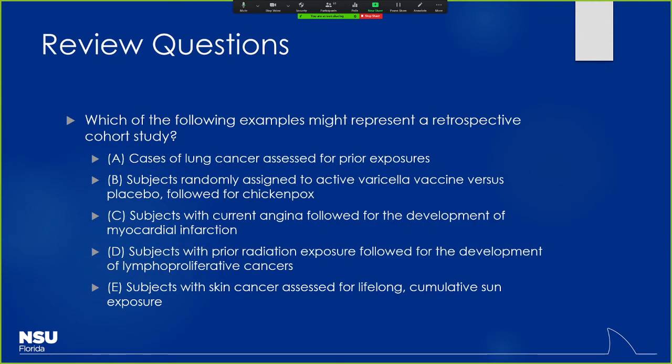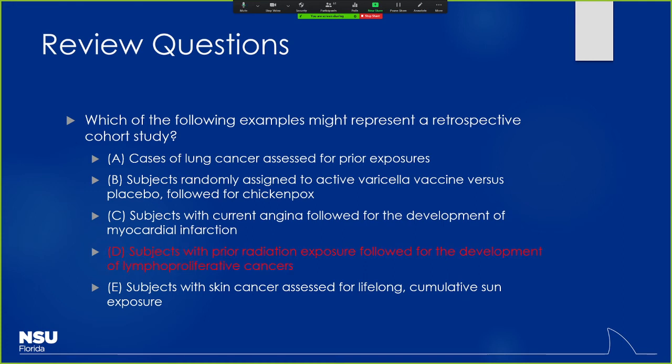Let's see. Which of the following examples might represent a retrospective cohort study? Because again, we mostly think about cohort studies being prospective, but they can be retrospective as well. Cases of lung cancer assessed for prior exposures. Subjects randomly assigned to active varicella vaccine versus placebo, then followed for chickenpox. Subjects with current angina followed for the development of myocardial infarction. Subjects with prior radiation exposure followed for the development of lymphoproliferative cancers, or subjects with skin cancer assessed for lifelong cumulative sun exposure. I think D.